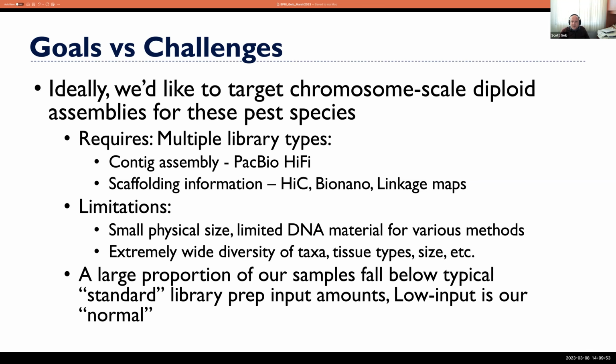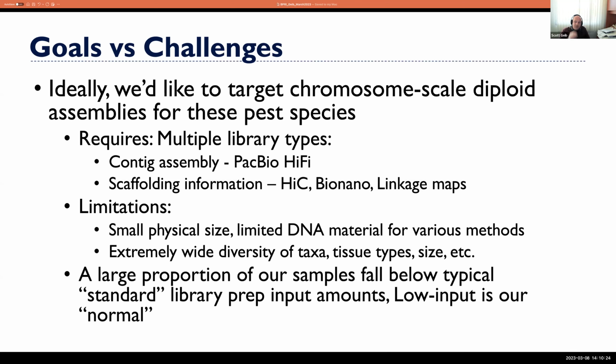So again, this requires multiple library types, things like PacBio Hi-Fi, scaffolding, but our limitations specifically in the insect world are small physical size and limited DNA materials for various methods. So if you're at Baylor and you go to the core facility, they're going to say, oh, you need X many micrograms or nanograms of DNA to prepare a library. You might take an entire beetle, extract DNA from that, and have 1/10 of the amount of DNA that they're recommending. So what do we do in those cases?